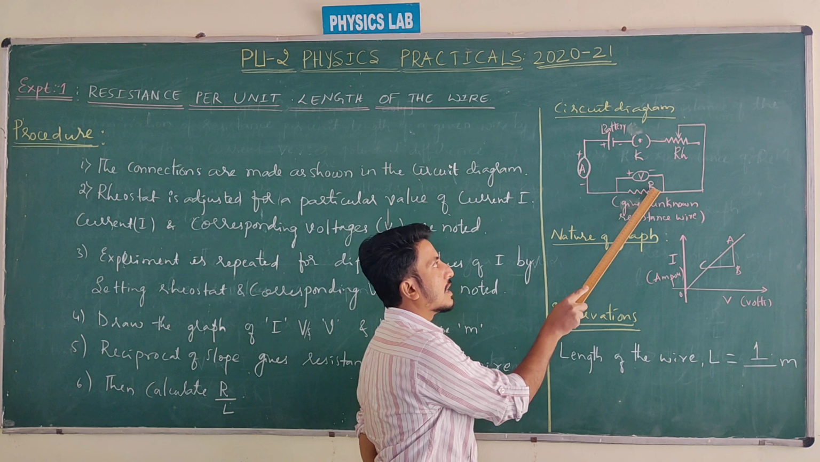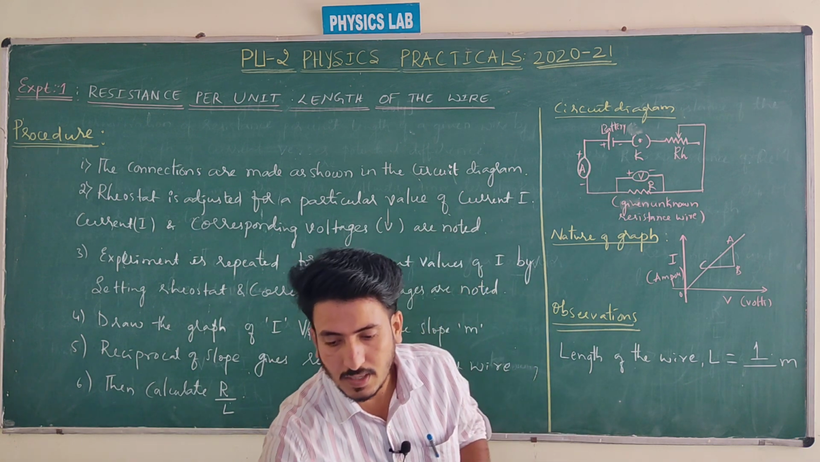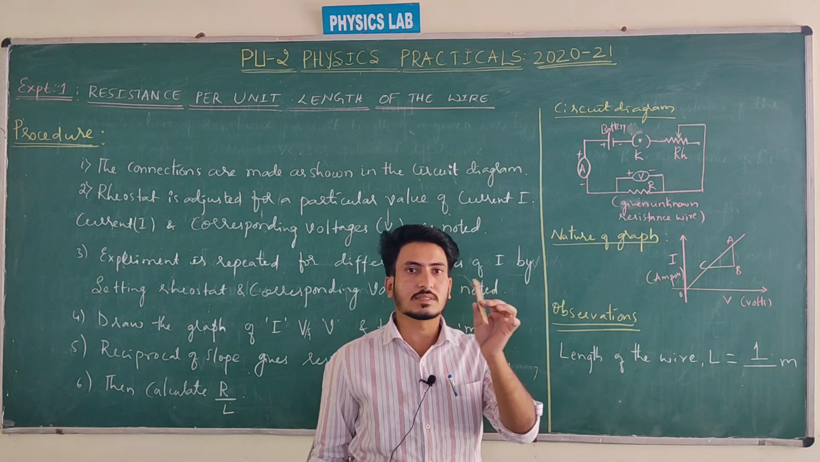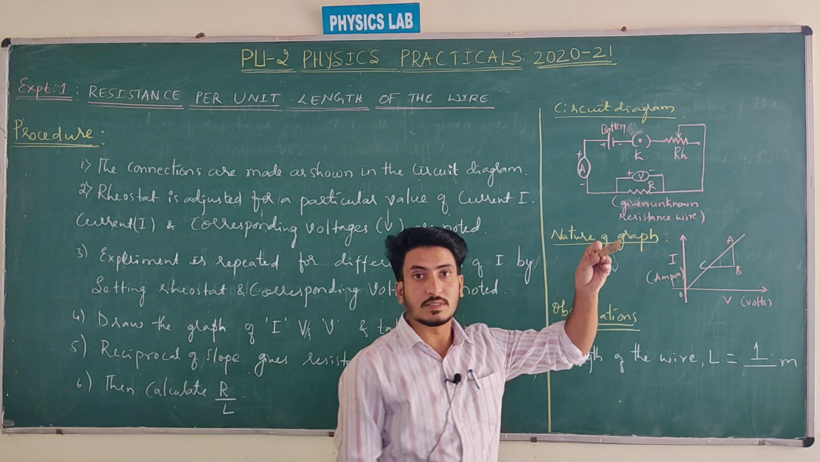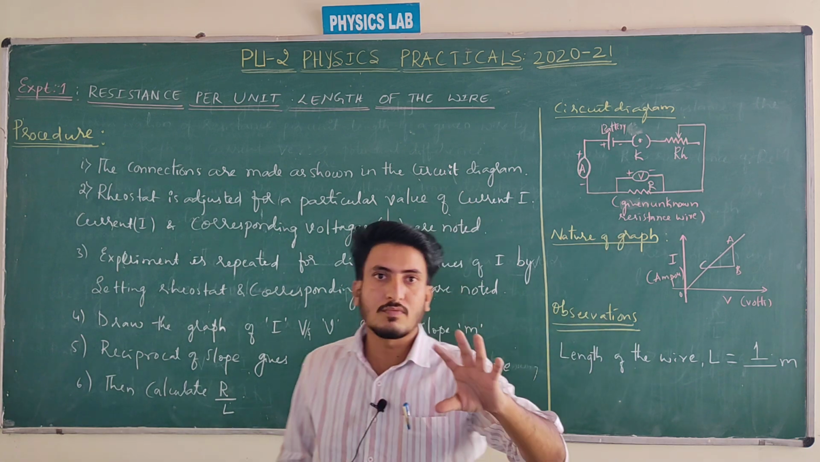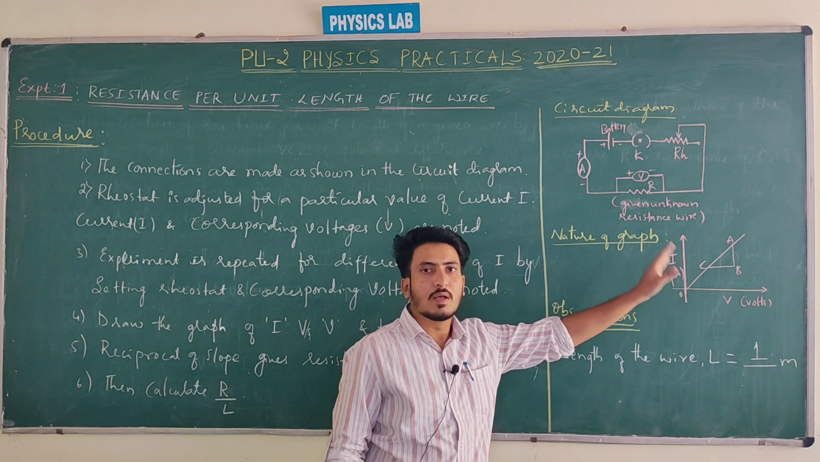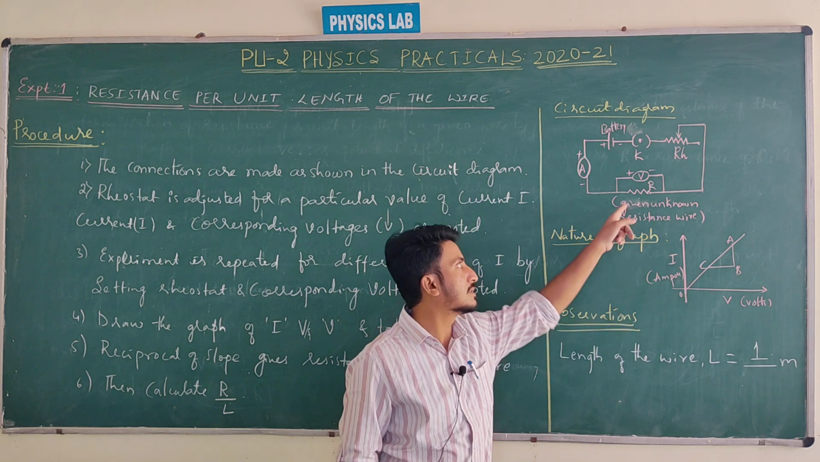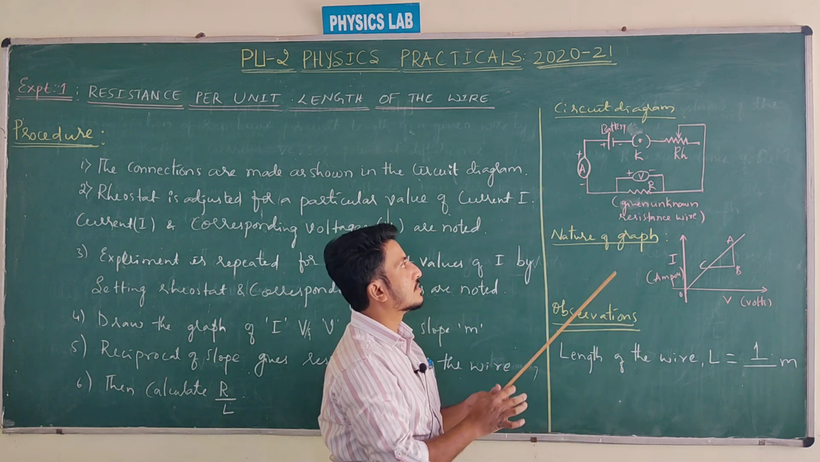This resistance R means the given wire whose resistance is unknown. You will be provided with this kind of unknown resistance wire, and you need to connect it here. This wire has some resistance. That resistance you are going to find out by plotting current versus voltage and taking the slope; the reciprocal of the slope will give the resistance of this given wire. So the circuit connections are made as shown in the figure.